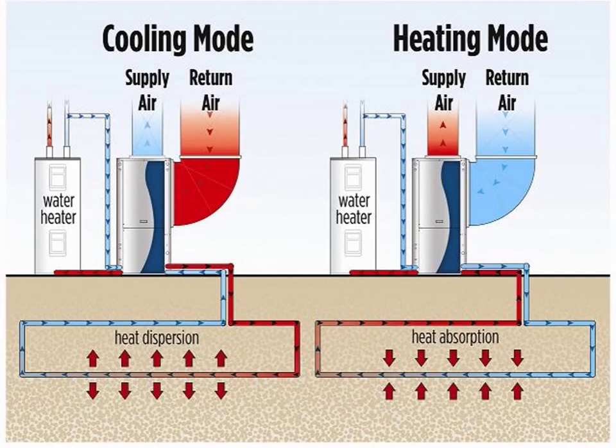Now this figure demonstrates the same thing which I talked about in the previous slide. What happens in the cooling mode? In the cooling mode, there is a dispersion of heat, and in the heating mode, there is an absorption of heat. This is basically how the process happens. Supply air, return air, water heater, heat dispersion. Supply air, return air, water heater, heat absorption. In the heating mode, there is absorption of heat. In the cooling mode, there is a dispersion of heat.